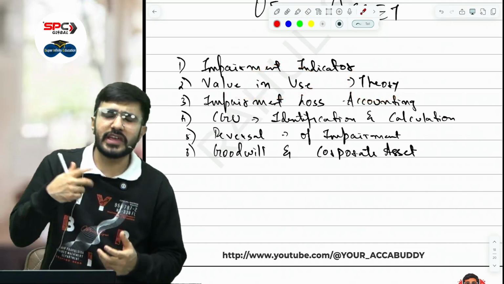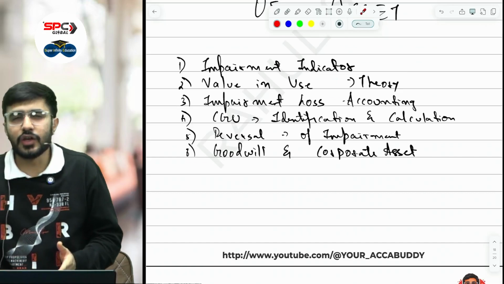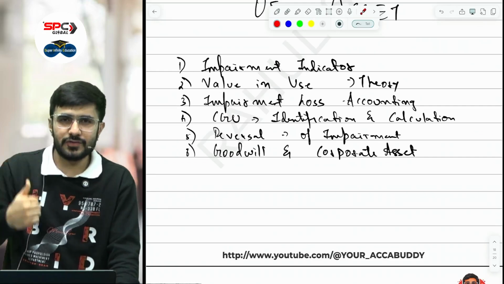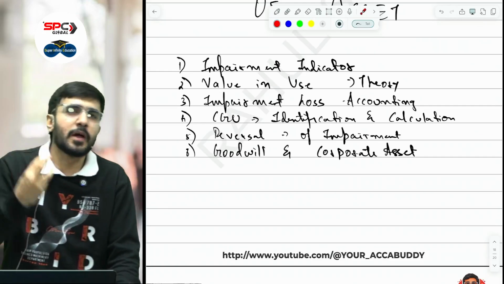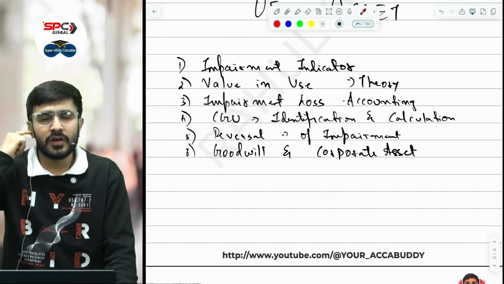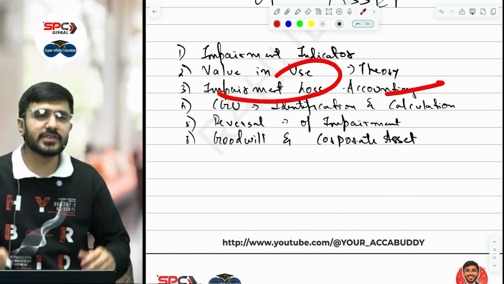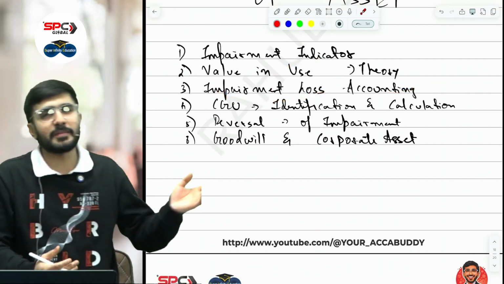Sir, value in use: what are the cash flows we take, what are the cash flows we will ignore, and what is the discount rate. Sir, the important topics relating to the cash flow projection should be based on recent budget, recent financial statements, etc. Yes sir. Then impairment loss accounting. Sir, how do we do the accounting for impairment loss? Same as your IAS 16.